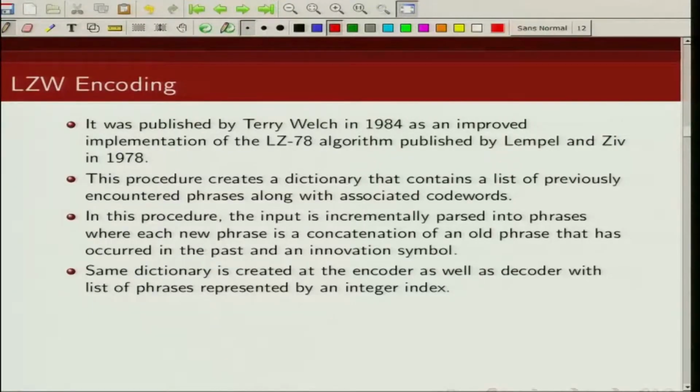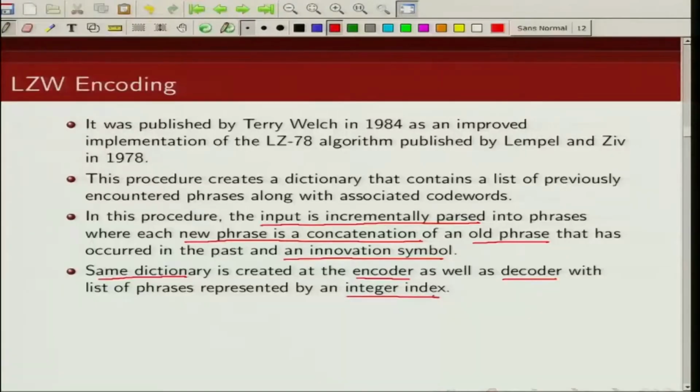So as I said, in this method we are incrementally parsing the input into phrases where each new phrase is a concatenation of an old phrase that has already occurred in the past and it's there in the dictionary, and a new symbol which we are calling an innovation symbol. And the same dictionary is created at both the encoder as well as the decoder. And the list of these phrases in the dictionary is indexed by an integer index.